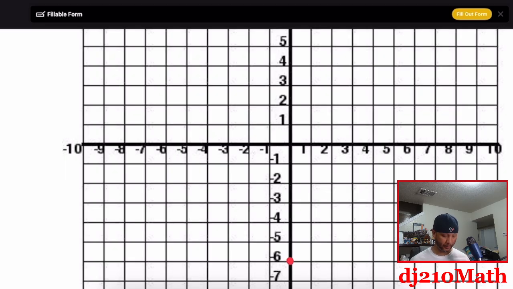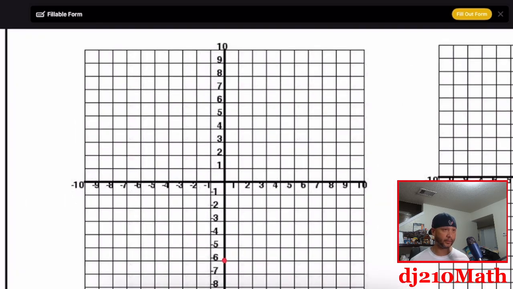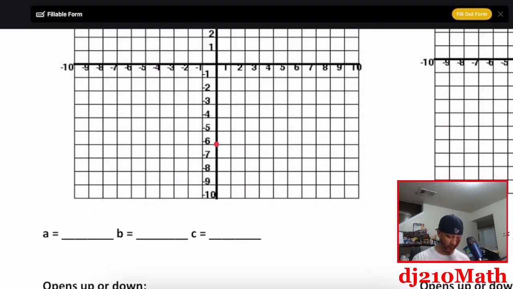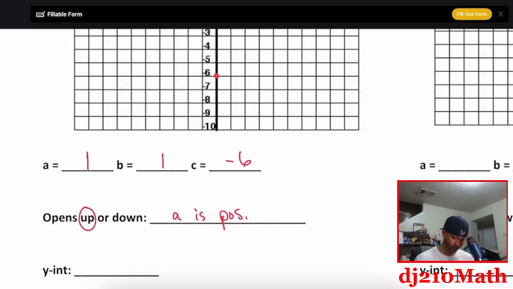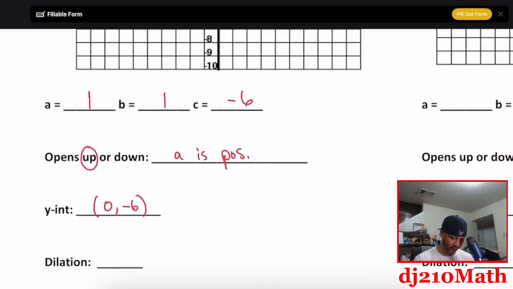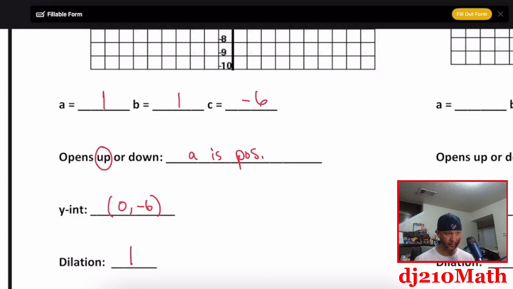And does it open up or down? Opens up since A is positive. So 1, 1, negative 6. You know it opens down. Just kidding. It opens up because A is positive. The y-intercept is 0, negative 6. Right, it's a point. The dilation, we call it 1.